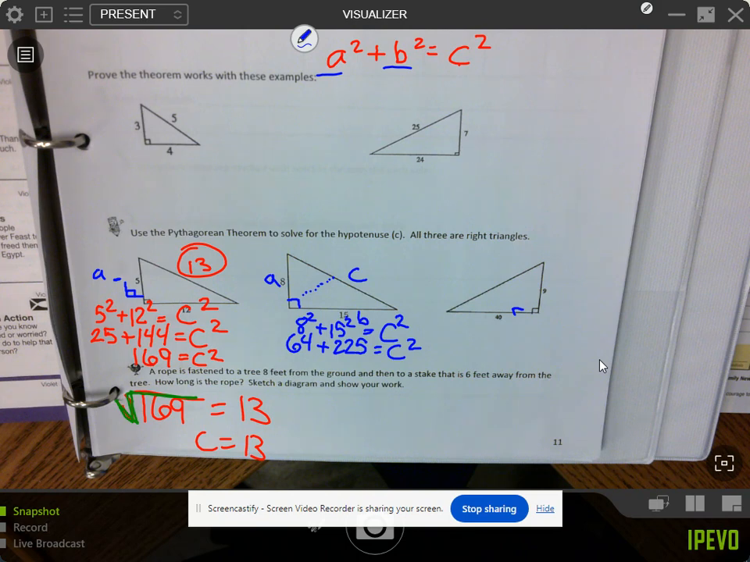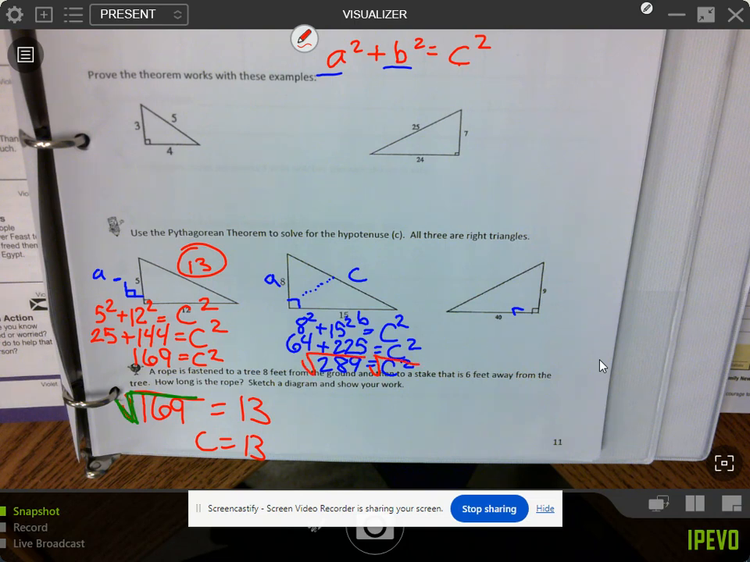Now, Melanie said, I'm going to actually add these two together. 64 plus 225 was what, Melanie? 289 equals C squared. But I don't want C squared, I want just C. So in order to get rid of that square, I have to do the opposite. Remember, opposite operations. The opposite of finding a square of a number is to find the square root.